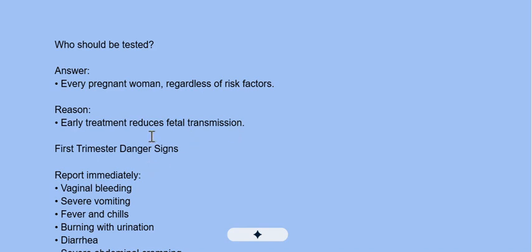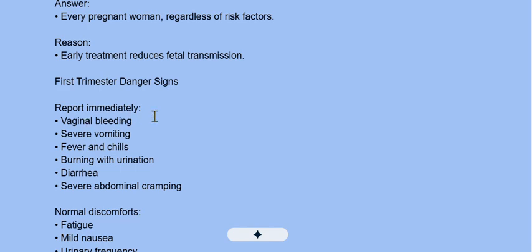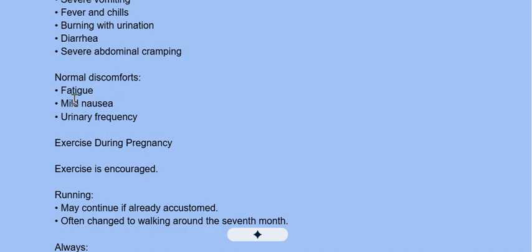First trimester danger signs. Report immediately: vaginal bleeding, severe vomiting, fever and chills, burning with urination, diarrhea, severe abdominal cramping. Normal discomforts: fatigue, mild nausea, urinary frequency.